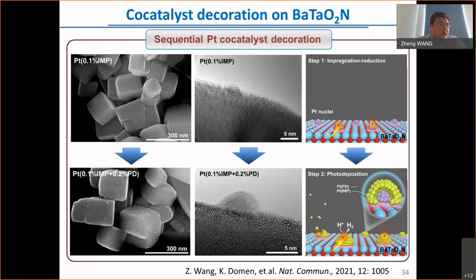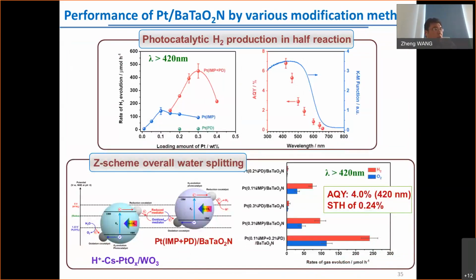These platinum co-catalyst nanoparticles were able to extract the photogenerated electrons from the barium tantalum O2N efficiently. And platinum-loaded barium tantalum O2N by the sequential decoration method gave obvious enhancement of the photocatalytic hydrogen production in the half reaction. And the apparent quantum yield value at 420 nanometers was 6.8%. When combined with surface-treated tungsten trioxide, and iodide and iodine as the redox couple, the efficiency of this Z-scheme overall water splitting was improved a lot. The solar-to-hydrogen energy conversion efficiency was 0.24%. And this is the most efficient Z-scheme water splitting system constructed with a 600 nanometer class photocatalyst.